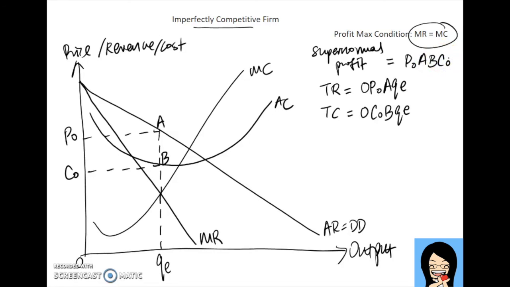So there you have it. That's how to derive supernormal profits for an imperfectly competitive firm. Please watch the rest of the videos to see how to derive the other kinds of profits for the same market structure. Thank you.